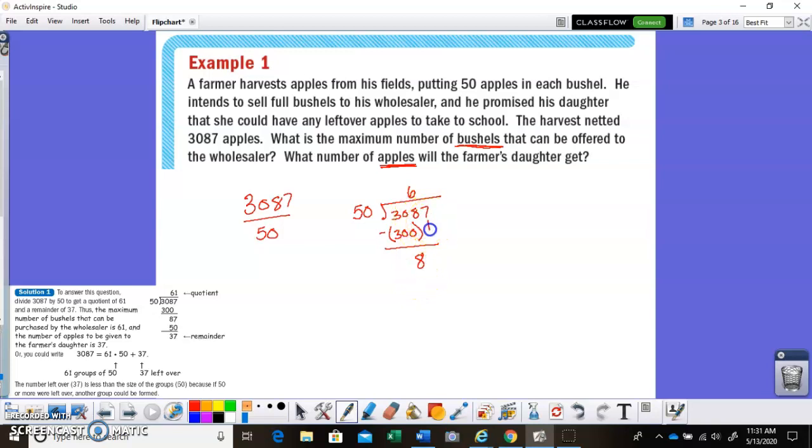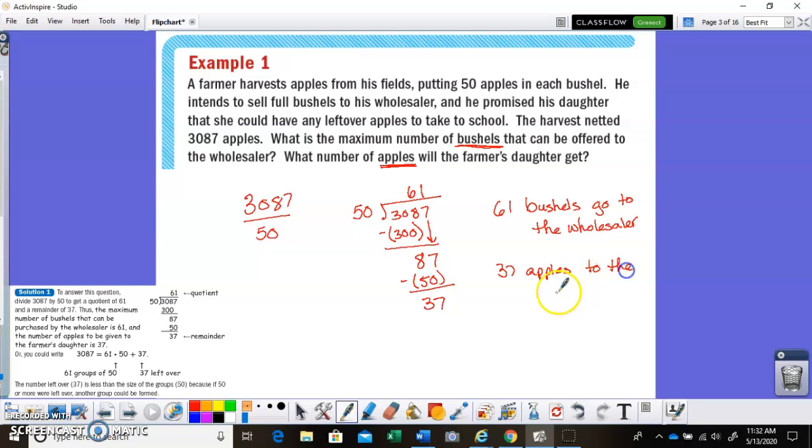But I haven't used the 7 yet, so let's go ahead and bring that 7 down. So does 50 go into 87? And it does. It goes in 1 time. 1 times 50 would be 50. And when I do the subtraction, I get 37, which is smaller than 50, and I've used every number here. So that means 61 bushels go to the wholesaler, and 37 apples to the daughter, because that's what was left over.